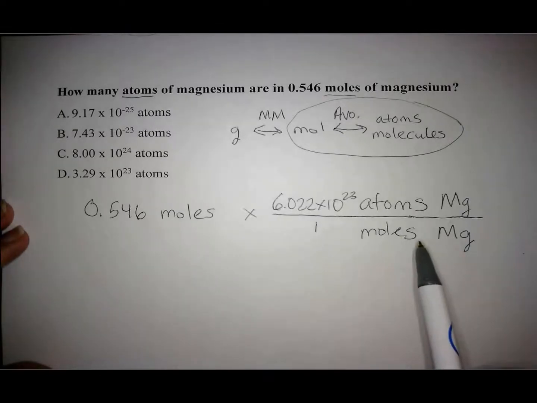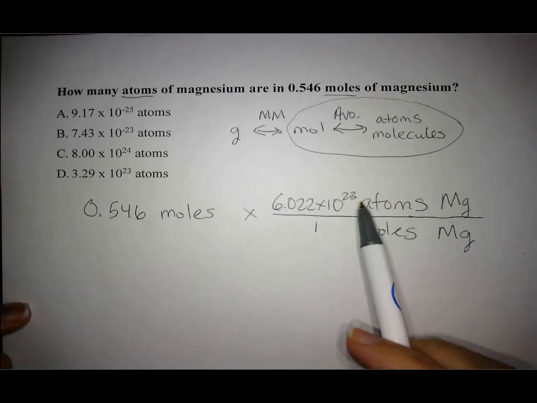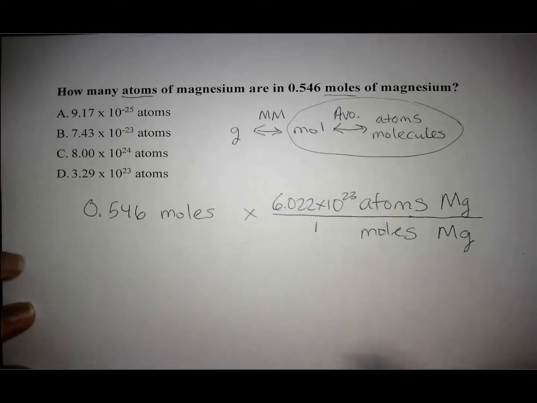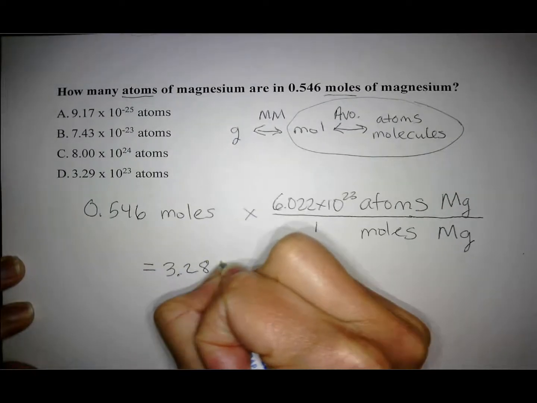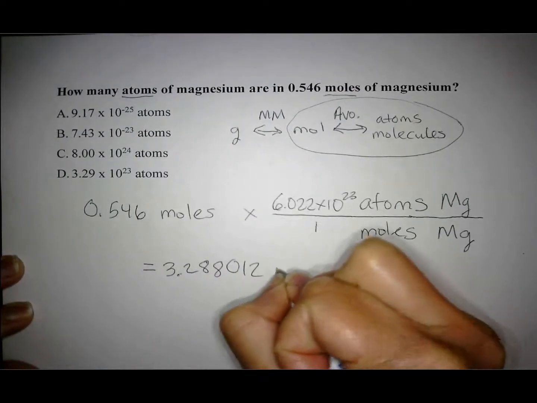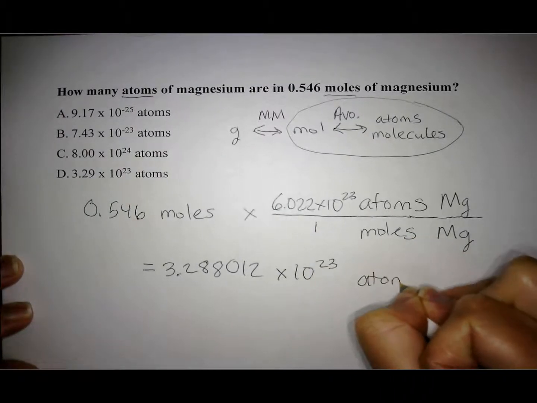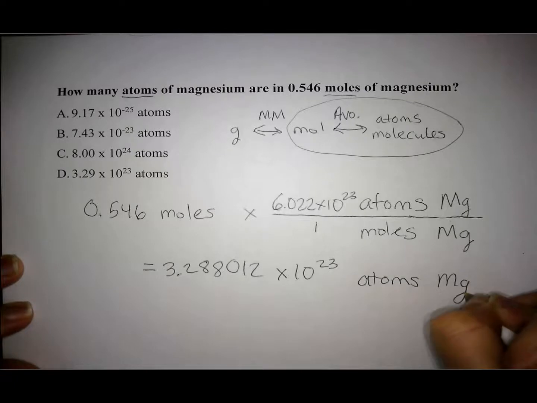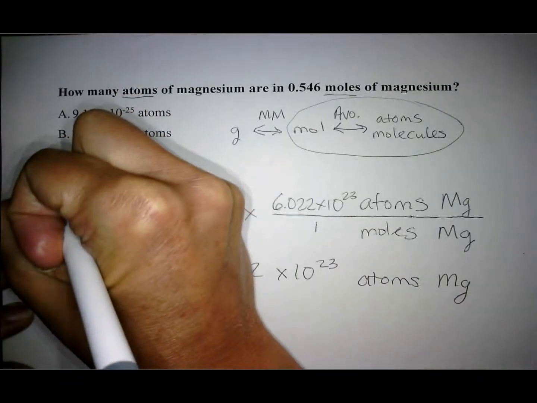One goes next to moles. Avogadro's number goes next to atoms. So we're going to be multiplying by Avogadro's number, and we come out with 3.288012 times 10 to the 23rd atoms of magnesium. And that is going to give us the answer of D.